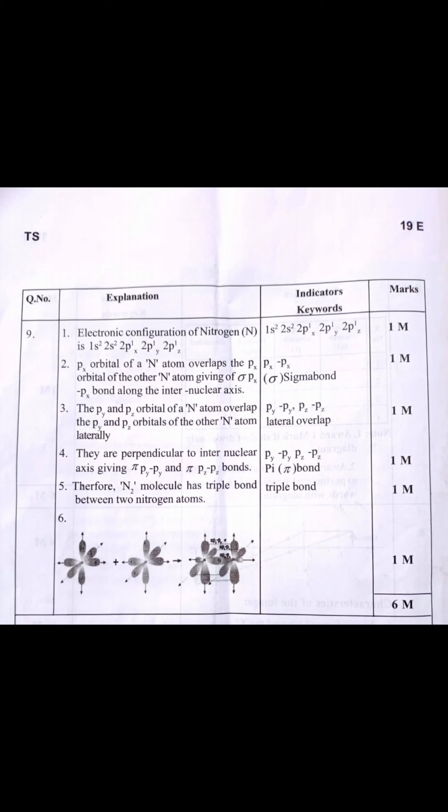Then therefore the N2 molecule has a triple bond between the 2 nitrogen atoms. In the 5th point, the triple bond is very important. So: sigma bond, lateral overlap, pi bond and triple bond. Again the first one, configuration, like this you will get 1 for each. Then lastly, a diagram for 1 mark.